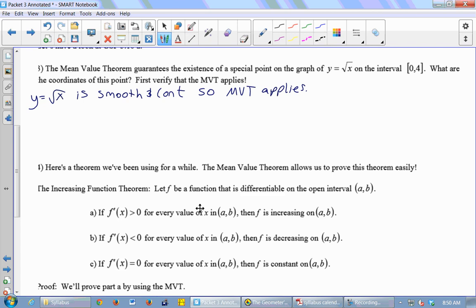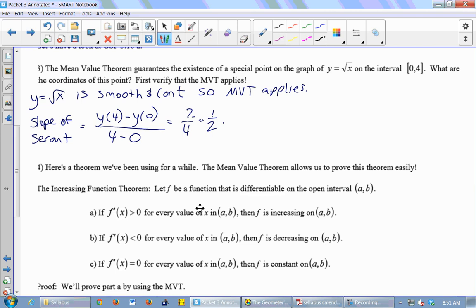So if I'm looking at the interval 0 to 4, I can look at a secant line that connects the endpoints of the interval. So I would do slope of the secant. That would be y of 4 minus y of 0 over 4 minus 0. What's y of 4? 2. And y of 0 is 0, so this is 2 over 4, which is a half. So the slope of the secant line is a half.